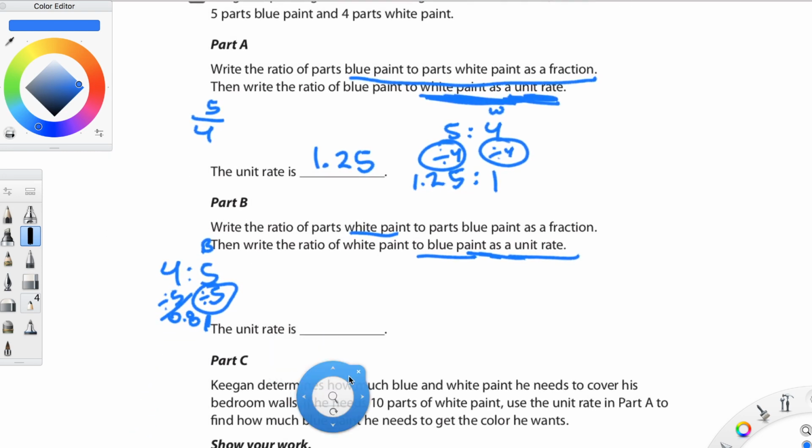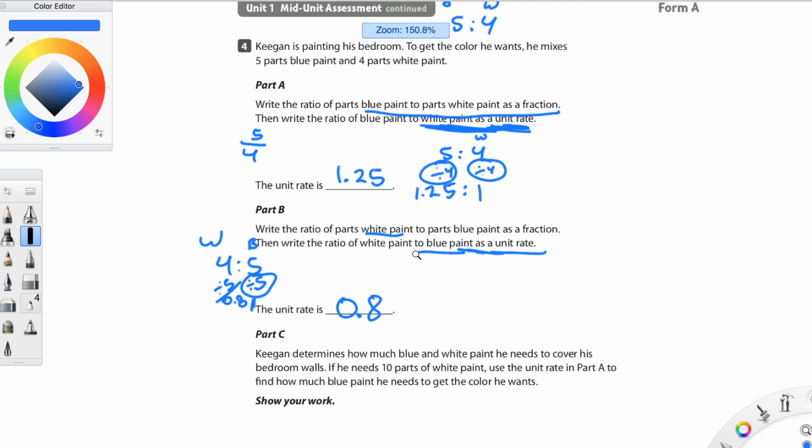Oh my god, I could have had more space. Sorry. So when I divide by 5 here, I get 1, which is my unit rate. How much is 1? And for my white paint, I get 0.08. That means that my unit rate is 0.08. I'm sorry, 0.8. Now part C. Oh, this is a long problem. All right, let's zoom out then.